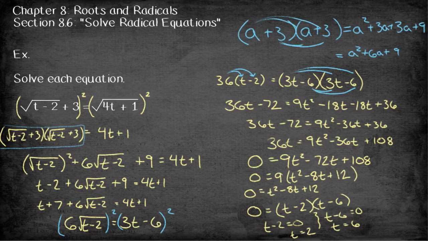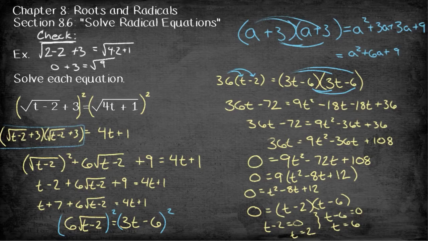I'm sorry to say this, but we're not done quite yet. We have to check the solutions, make sure everything is all good. So for checking, I'm going to plug 2 into the original equation. Get 3 is equal to square root of 9. Yes, so that one works. And then how about 6?